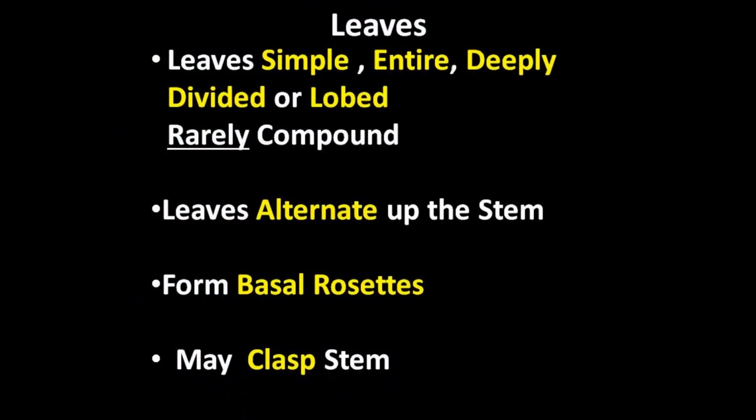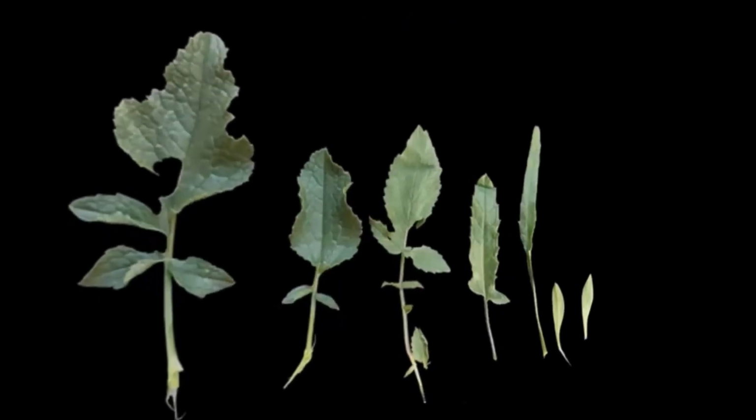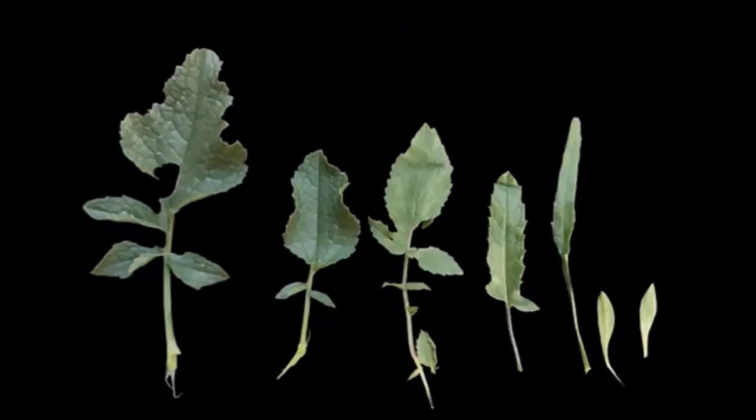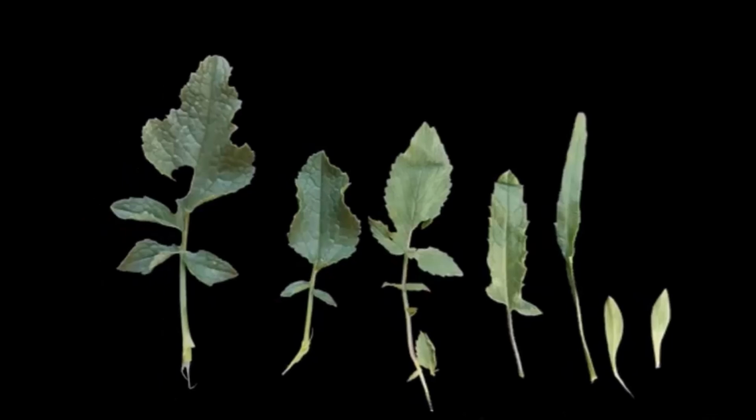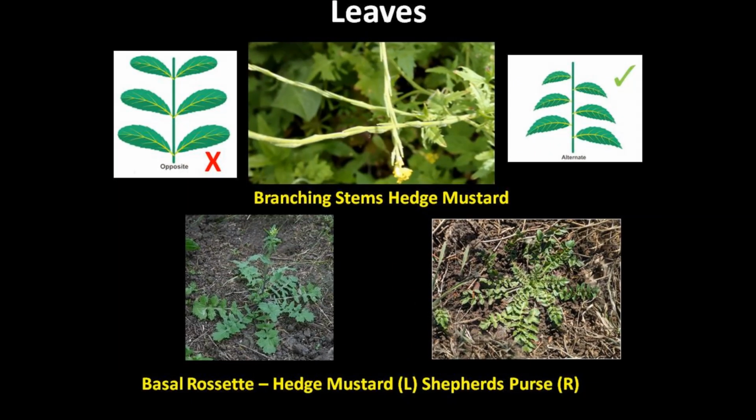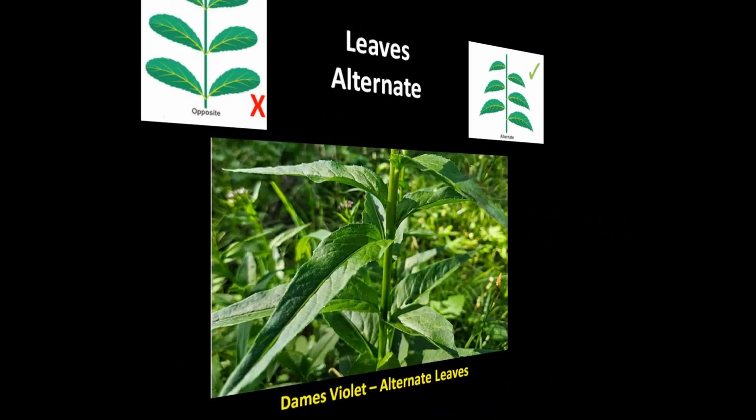Turning our attention to the leaves, which can be simple, entire, deeply divided or lobed, but they are rarely compound. The leaves alternate at the stem and they form basal rosettes. They may sometimes clasp the stem.